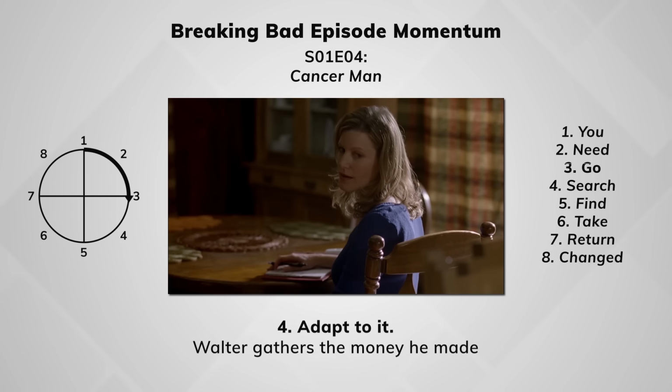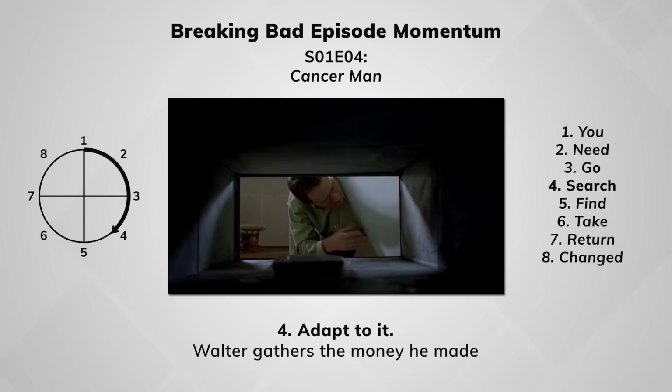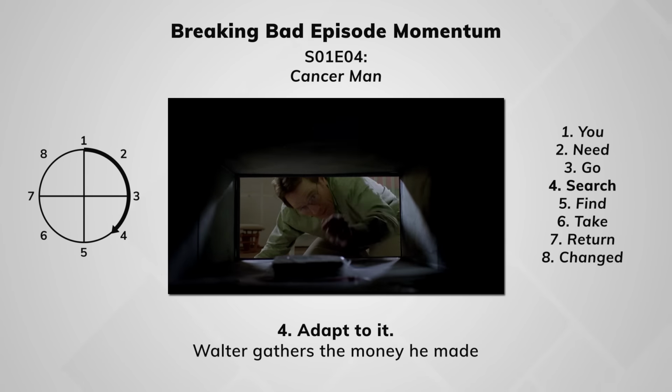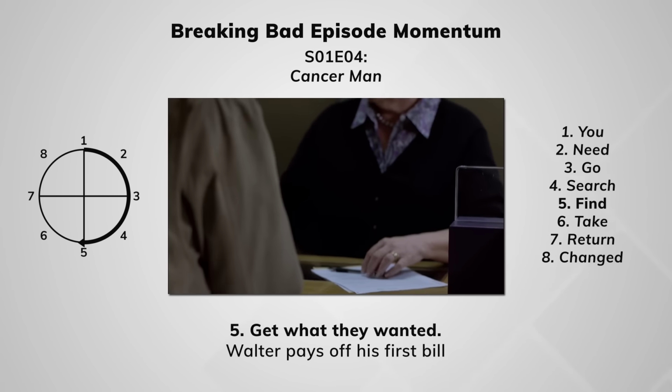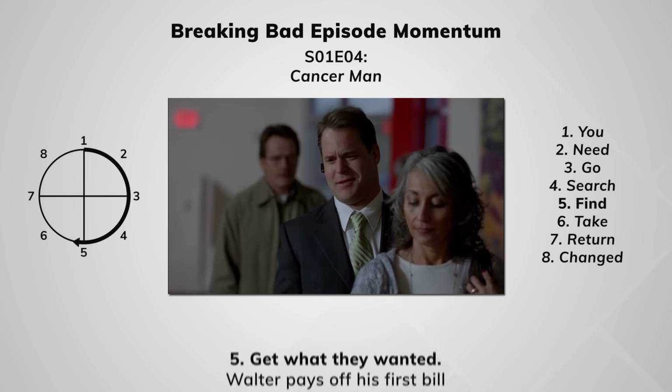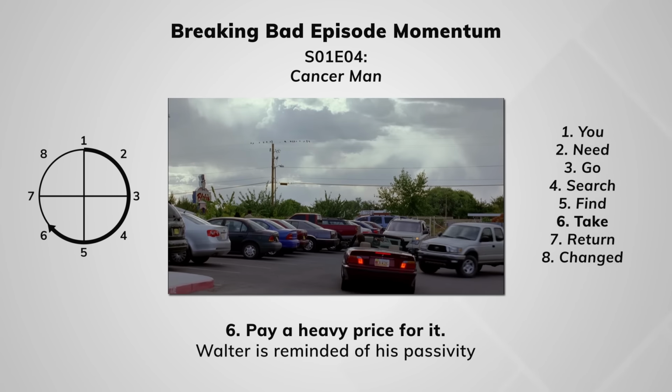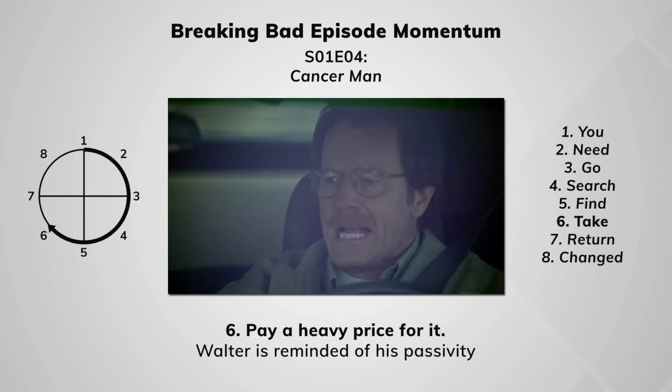$5,000? He adapts to this by gathering the money he made from cooking meth to pay the bills. And he gets what he wants. He pays the initial bill. But he meets Ken. This man's existence reminds Walter that he is accepting passivity and disrespect.